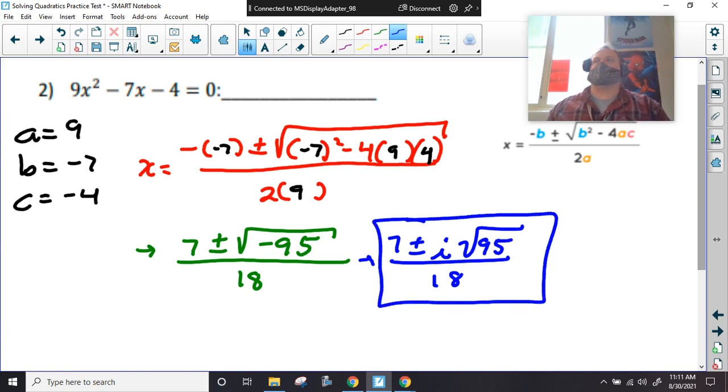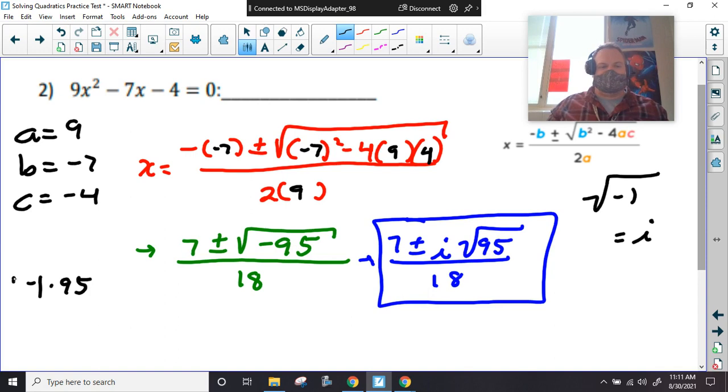Because remember, oh, I forgot you were in quarantine land. The square root of -1 is I. Okay, so this ends up being -1 times 95 underneath the square root. So we can take this out, and that's how it becomes I on the outside.